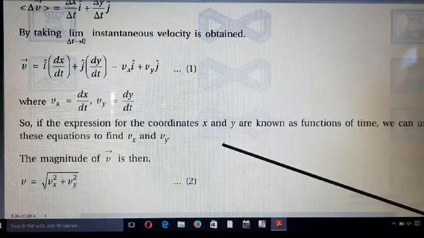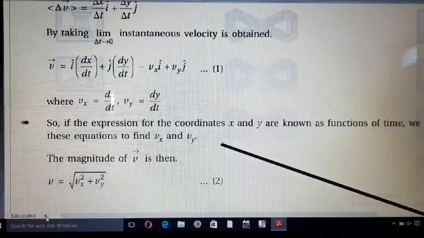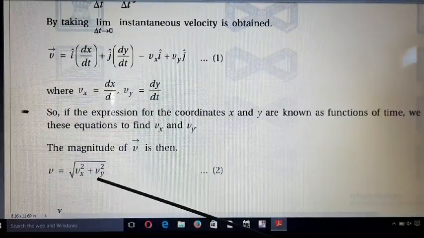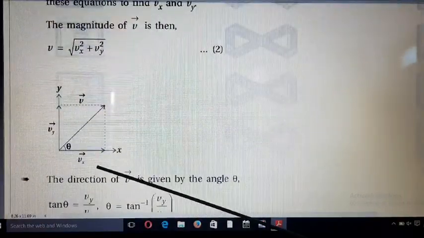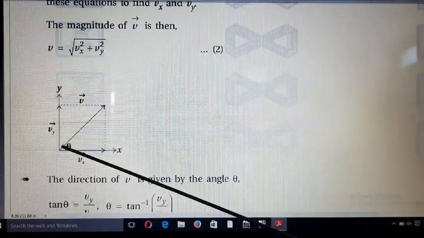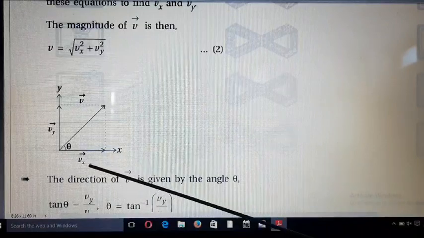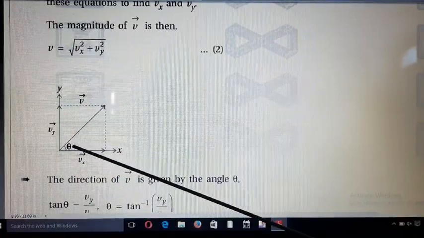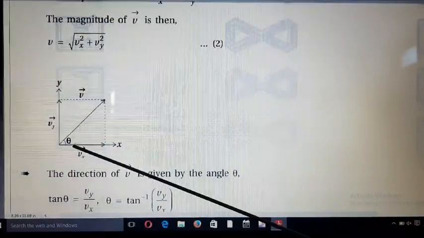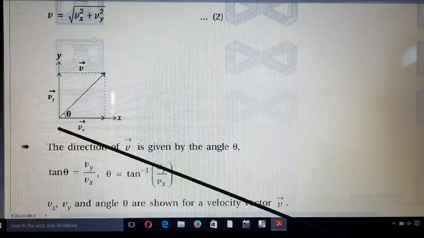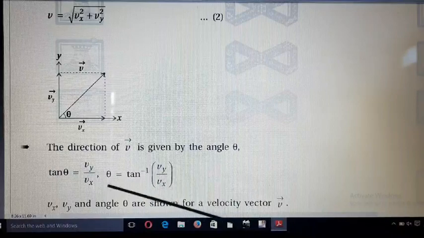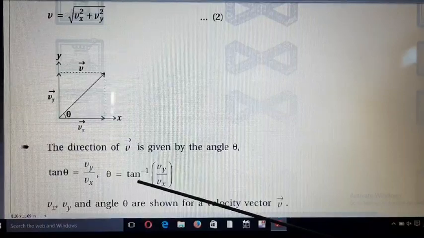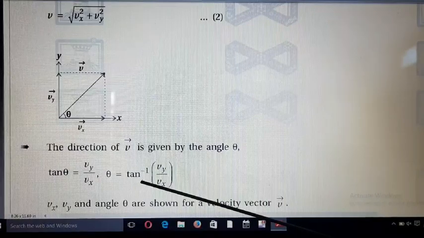Now we want to find the magnitude. We take the root, so v is equal to the square root of vx square plus vy square. Suppose we have one particle whose velocity is in this direction. vx is the x component of velocity, vy is the y component of velocity, and the angle between them is theta. According to the definition of tan theta, tan theta is equal to opposite, which is vy, upon near side, which is vx. So theta is equal to tan inverse of vy upon vx. With the help of this formula, we can find the angle between the y and x components.